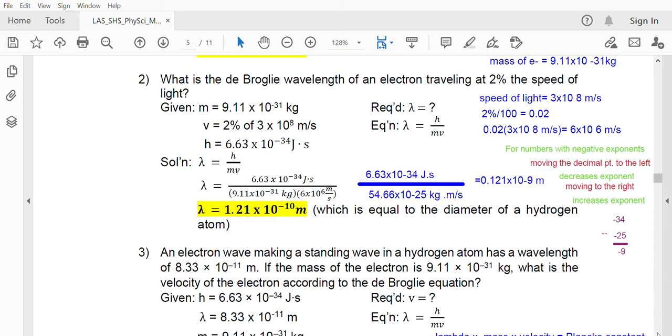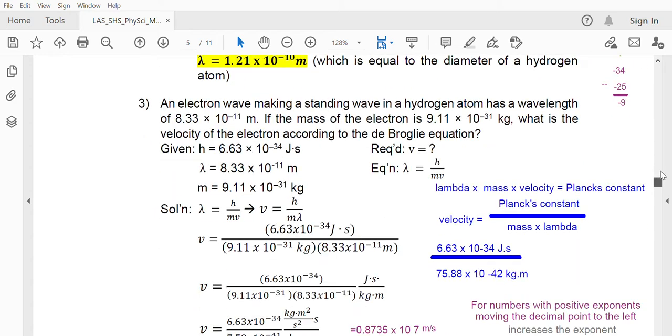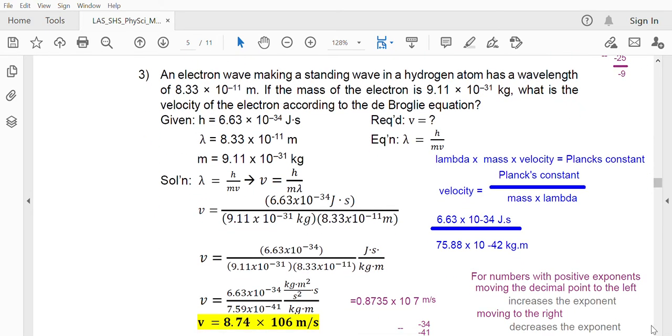Okay, now let's go to problem number 3. An electron wave making a standing wave in a hydrogen atom has a wavelength of 8.33 times 10 to the negative 11 meters. If the mass of the electron is 9.11 times 10 to the negative 31 kilograms, what is the velocity of the electron according to de Broglie's equation?